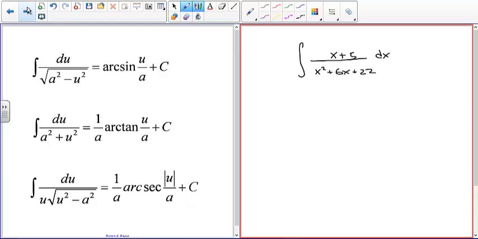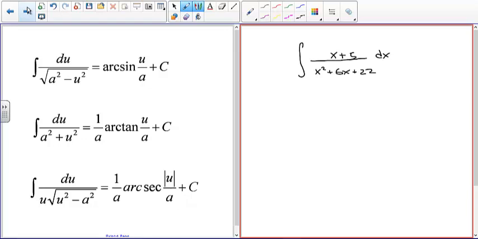So I'm going to start this one. I'm not going to get it finished today. So this is reasonably complicated, but it puts together all that we were doing. Again, if you took the derivative of the denominator, you would get 2x plus 6. And I don't have 2x plus 6 in the numerator. I have x plus 5.